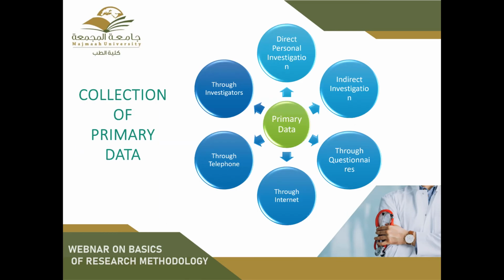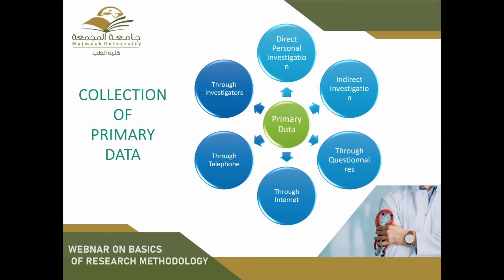Direct personal investigation, the first one. In this method, the investigator, say in a study on the prevalence of type 2 diabetes mellitus, I myself go into the field with the questionnaire and contact the patients and get the data from them. That is direct personal investigation, in which the principal investigator is collecting the data directly from the respondents. Either it can be a patient, it can be a student, it can be a person, whatever it be.